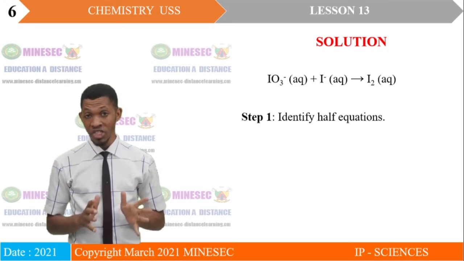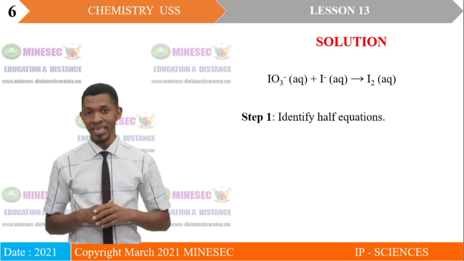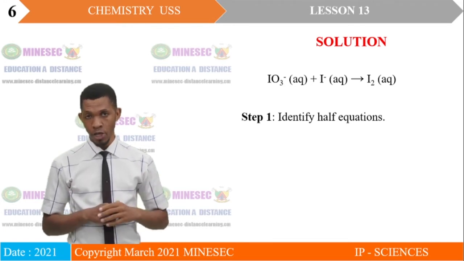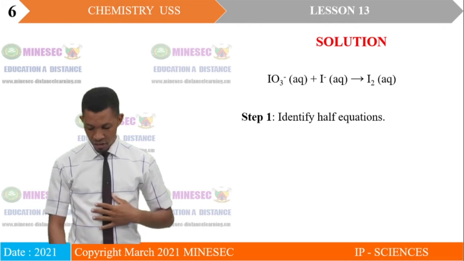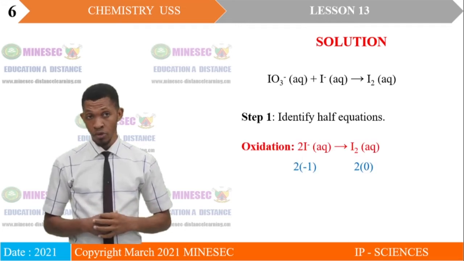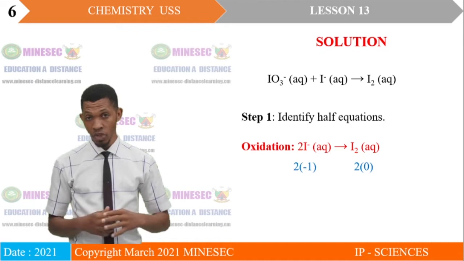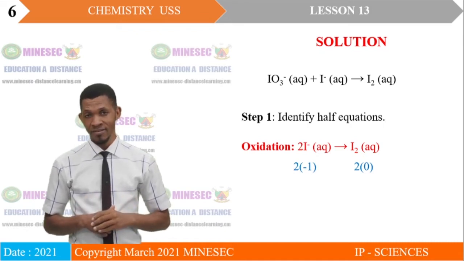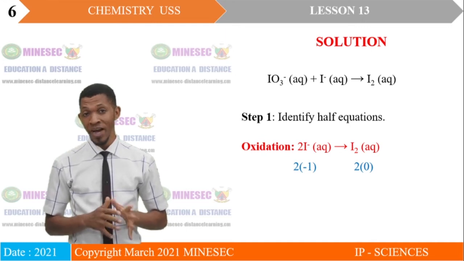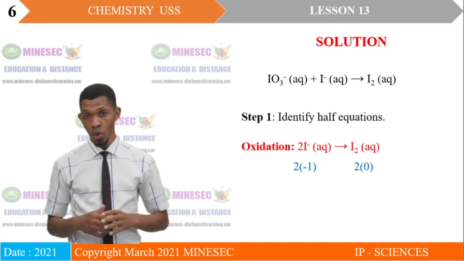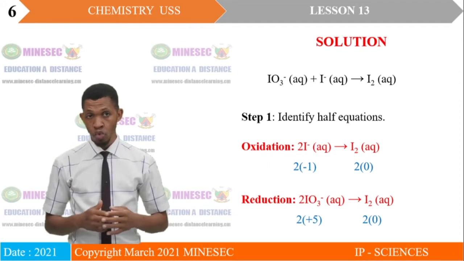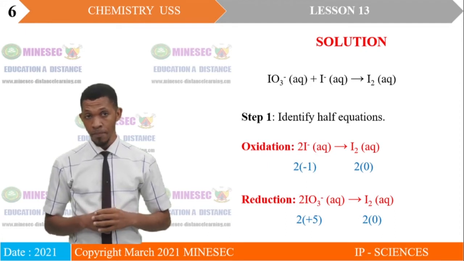The oxidation number of iodine in iodide changes from negative 1 in iodide to 0 in iodine. So the oxidation half equation will be 2 iodide giving iodine. Also, the oxidation number of iodine changes from plus 5 in iodate to 0 in iodine. This is a decrease. So the reduction half equation is 2 iodate ions giving iodine.